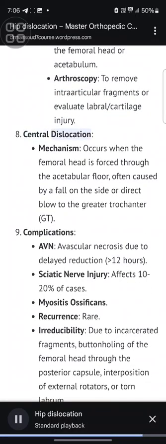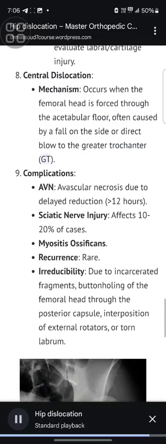8. Central dislocation. Mechanism: occurs when the femoral head is forced through the acetabular floor, often caused by a fall on the side or direct blow to the greater trochanter, GT.